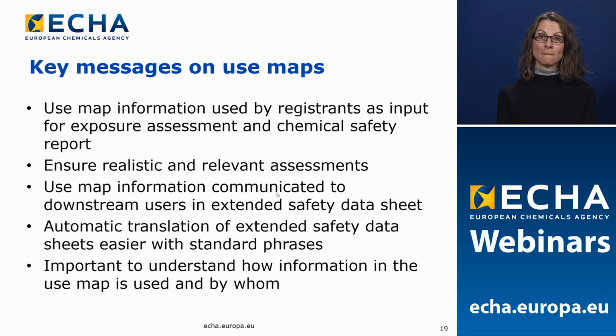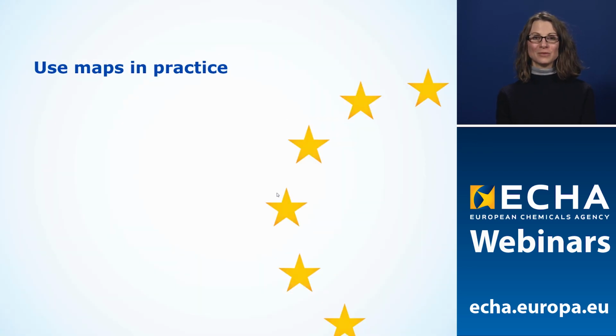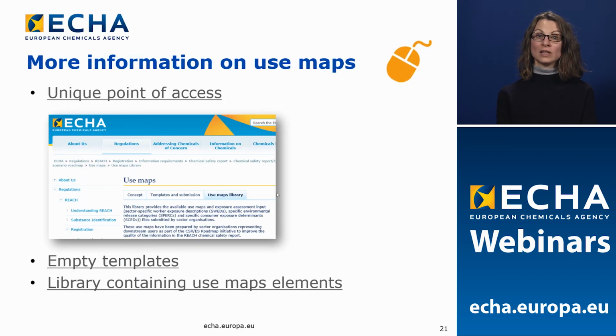As a conclusion, I'd like to remind you that it's important to understand how the information in the use map is used and by whom, so it's populated correctly by the Downstream User Sectors Association. After the theory, let's move now to some practical aspects. For example, where to find the information on the use map.